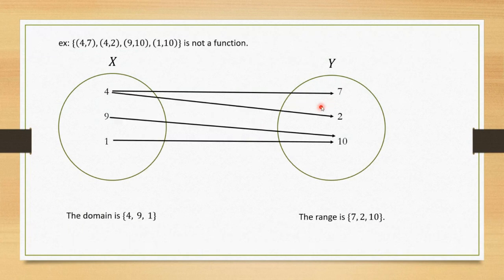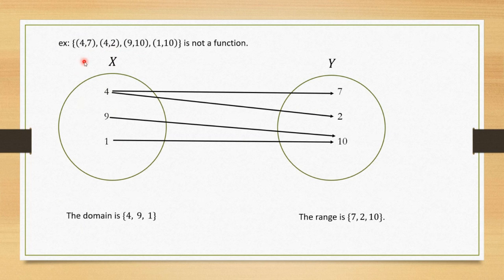Okay, this was just also another example. As you can see, this is not a function. It's not because of this part. This part's fine. It's because of this part. Or in other words, since these two ordered pairs are different, but their x coordinates are the same. This is saying that 4 is assigned to 7, and 4 is also assigned to 2. So it's not a function.